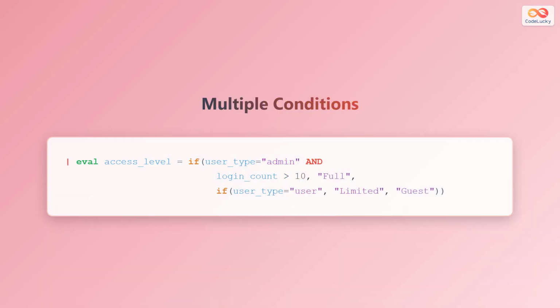The if function can evaluate complex conditions using logical operators like and and or. In this example, we determine access levels based on multiple criteria. The condition checks if the user type equals admin and the login count is greater than 10. If both conditions are true, it returns full access. If this compound condition is false, it evaluates a nested if that checks if the user type equals user, returning limited access, or guest access for any other user type. This demonstrates how to combine multiple field values in decision-making logic.